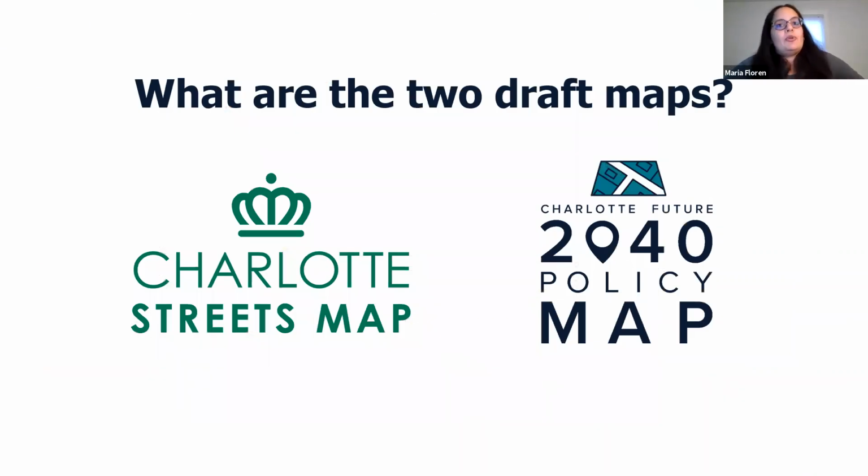So with an understanding that both maps are intended to help implement the vision of the comprehensive plan, and that they'll both help inform the city's built environment over time, let's take a closer look at the Charlotte street map and the Charlotte Future 2040 policy map.